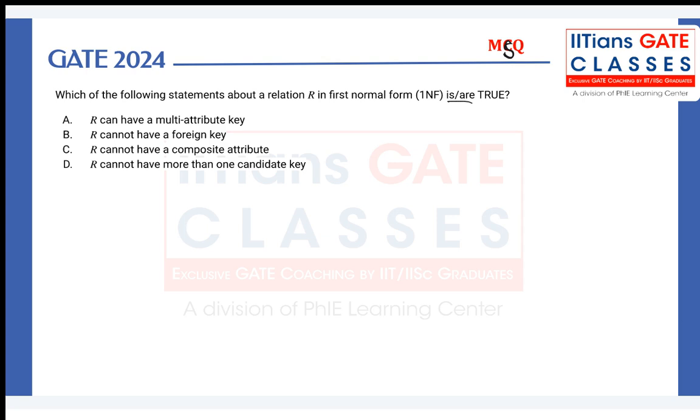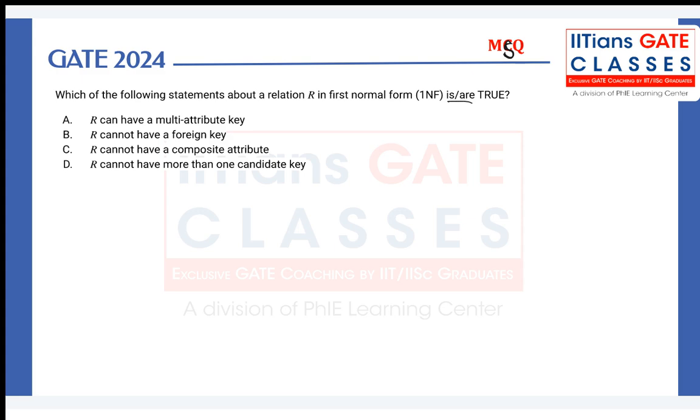Can R have a multi-valued, multi-attribute key? Please read the question very carefully. It doesn't say multi-valued attribute. It says multi-attribute key. Okay, that's why GATE is GATE.